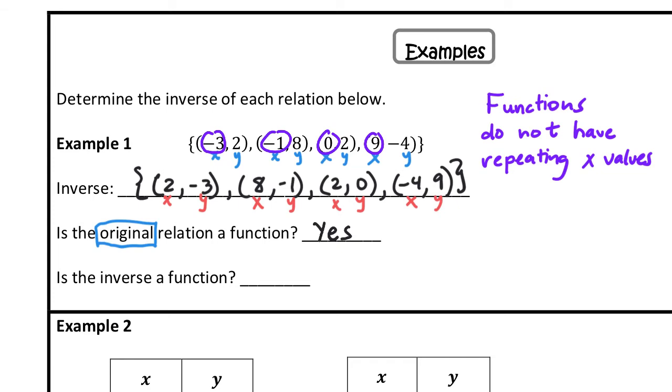The next question says, is the inverse a function? So I'm going to look at all the x values and check to see if they repeat. Are there any x values that repeat? Yeah, I have a 2 and a 2 here. So the inverse is not a function, but the original is. Okay, so again, functions do not have repeating x's.